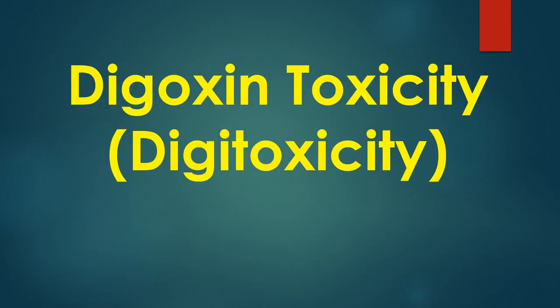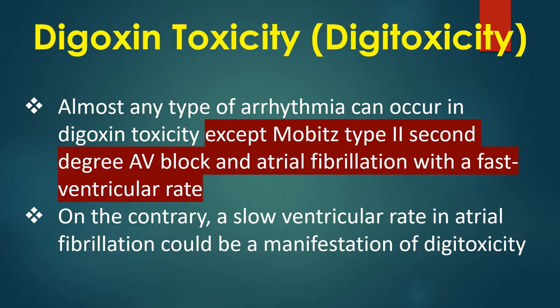Digoxin toxicity has become far less common as the use of digoxin, especially that of the loading dose, has come down. Still, an occasional case can occur due to renal dysfunction or drug interactions. Almost any type of arrhythmia can occur in digoxin toxicity except Mobitz type 2 second degree AV block and atrial fibrillation with a fast ventricular rate. On the contrary, a slow ventricular rate in atrial fibrillation could be a manifestation of digoxin toxicity.